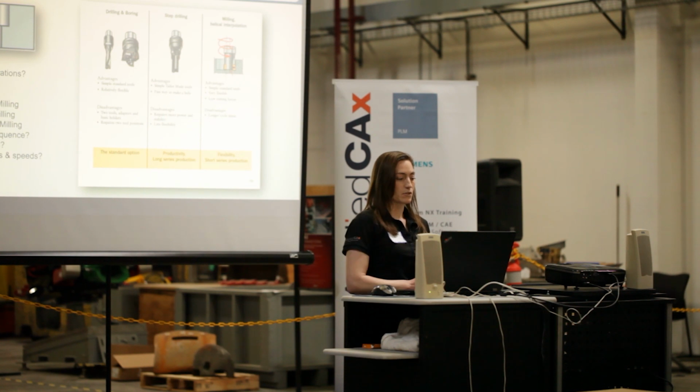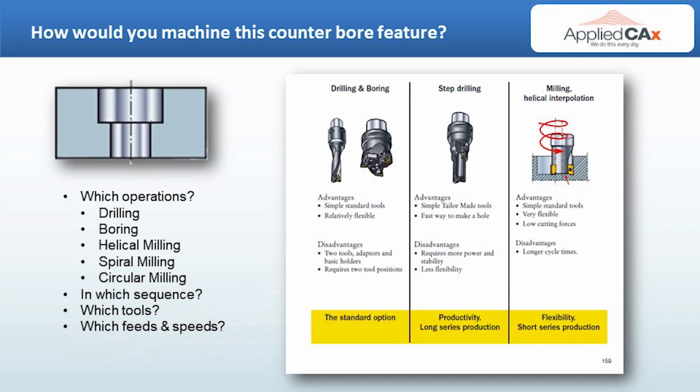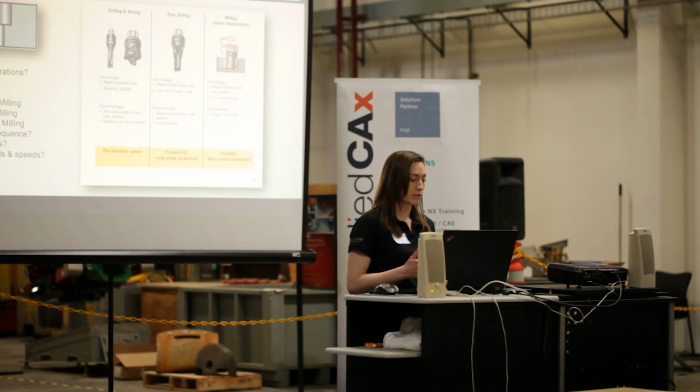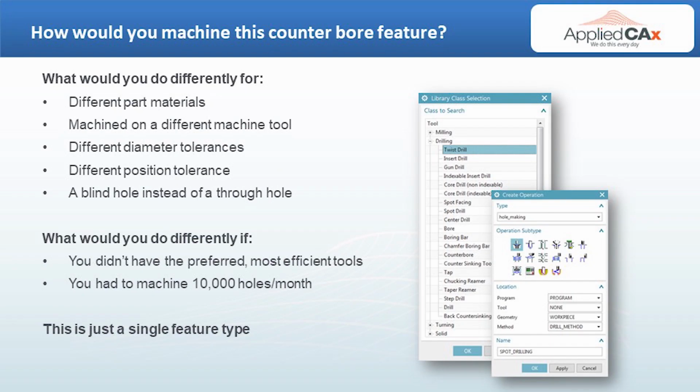So an example of when feature-based machining would be particularly helpful is, say, a counterbore feature, counterbore hole. If you're a CAM programmer, there are a lot of different ways, a lot of different operations, geometries that you would use to create that feature or to machine it. You have drilling, boring, helical milling, spiral milling, circle milling, circular. Depending on your machine, you might have different speeds and feeds you'd use. Depending on your material, that would also change your parameters. If you've done it before, how would you do it again in the future? What would you change if your material changed? And it goes on and on and on.